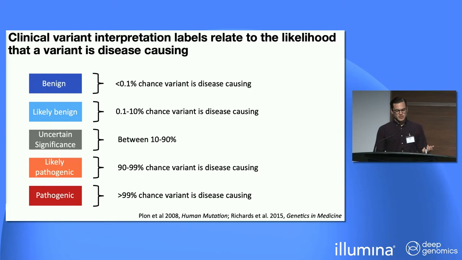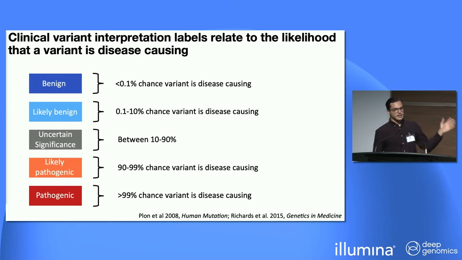So to introduce variant interpretation, I think it's just important to know what we mean when we actually bin a variant into one of these five categories. If we're calling a variant benign on clinical testing, what we're actually saying about that variant is it has a less than 0.1% chance of being disease-causing. For likely benign, we loosen this to about below 10%. On the opposite side of the spectrum, likely pathogenic variants have a 90 to 99% chance of being disease-causing, and pathogenic variants a greater than 99% chance. And then anything in between is a variant of uncertain significance.